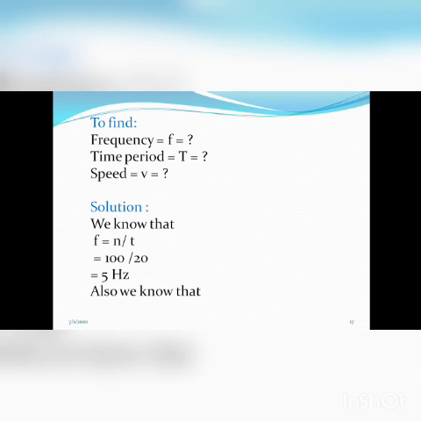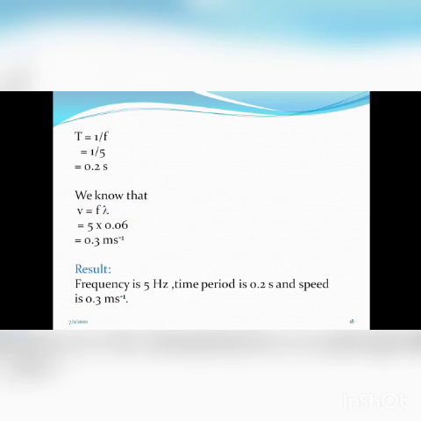Solution. We know that f is equal to n over t. Here n is the number of waves and t is the time. So frequency is 100 by 20, which is equal to 5 Hz. Also we know that T is equal to 1 by f. By putting the values, we have time period 0.2 second. Also v is equal to f lambda. f is 5 and lambda has the value 0.06 meter. By putting the values, we have the speed 0.3 meter per second.